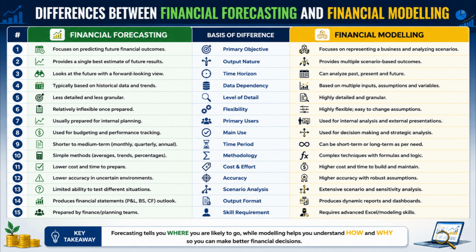Number 15. Financial forecasting is usually prepared by finance and planning teams, whereas financial modeling requires advanced Excel, analytical, and modeling skills. Key takeaway: financial forecasting tells you where a business is likely to go in the future, whereas financial modeling helps you understand how and why different outcomes may occur, enabling better financial and strategic decisions.